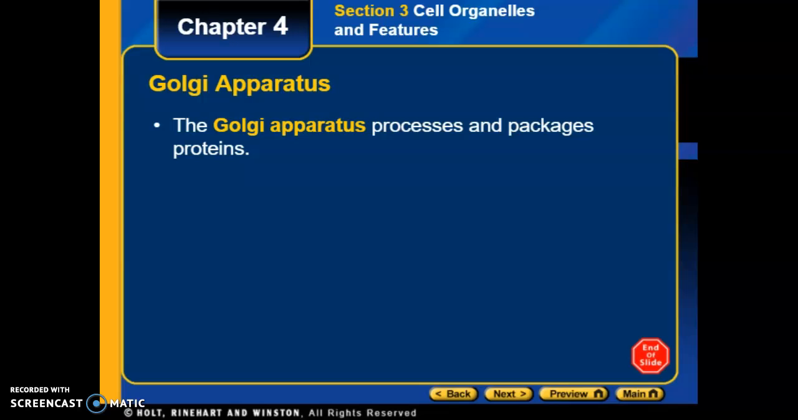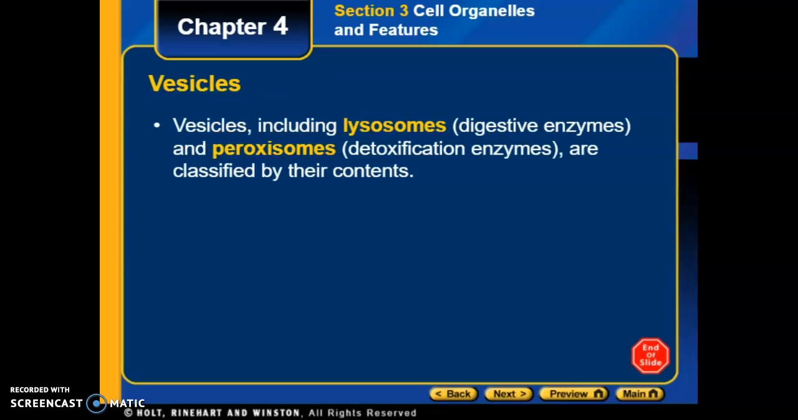The Golgi apparatus, this is another important cell organelle. This is basically UPS as far as the cell goes. This is where things are processed and packaged in the cell, including proteins, but as well as other materials. When it packages them, it packages them into things called vesicles, which are basically bubbles that contain different things.